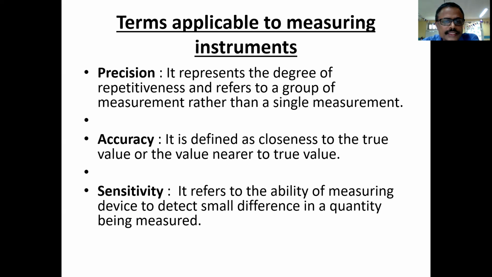Then sensitivity. Sensitive means the instrument will show response even for small inputs. So sensitivity refers to the ability of the measuring device to detect small differences also in a quantity that is being measured. Mathematically, sensitivity is the ratio of output to its input.